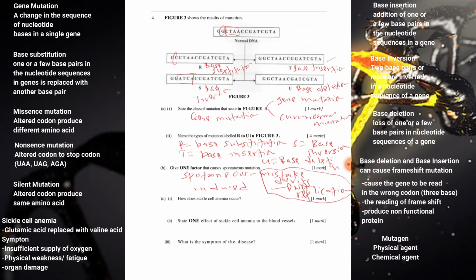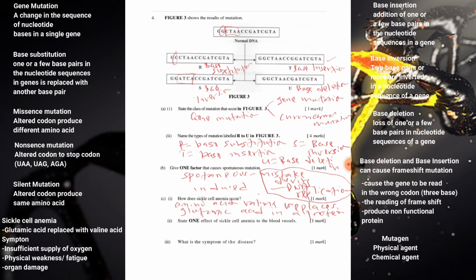So, how does sickle cell anemia occur? So, sickle cell anemia happen when amino acid valine replaces glutamic acid in a protein. So why sickle cell anemia occur? Because amino acid valine replaces glutamic acids in a protein. So sickle cell anemia symptom is insufficient supply of oxygen to organ, physical weakness and organ damage.